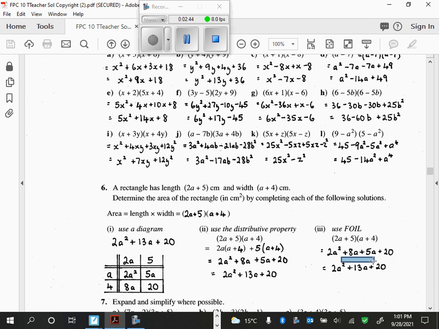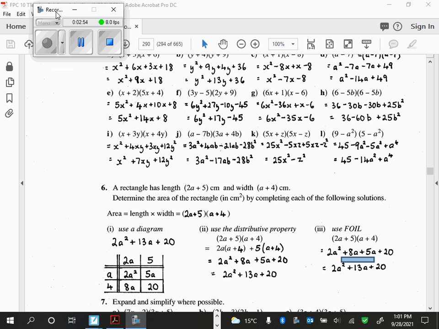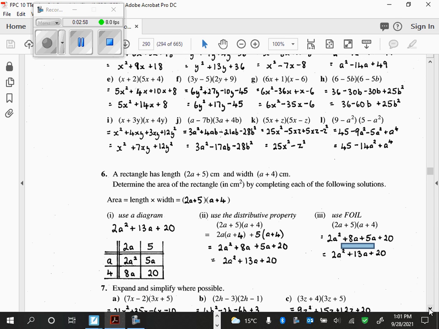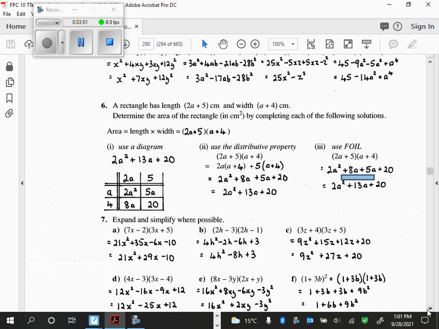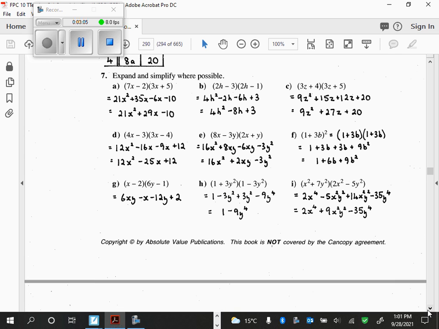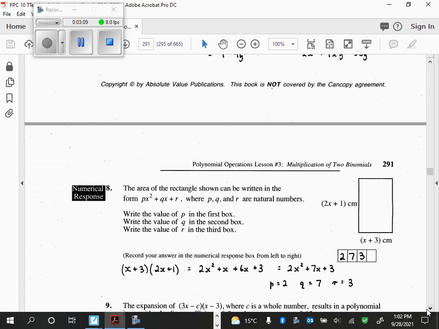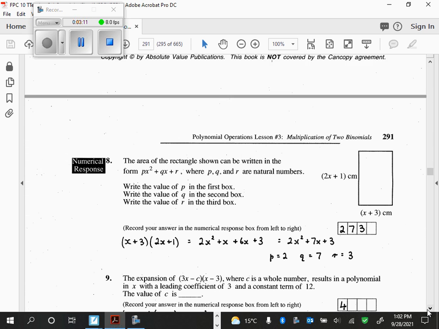Your next question is on the bottom of page 7, and for that, I have to go to the next page. So number 8, I got to go to. There you go. So this one is a numerical response question.